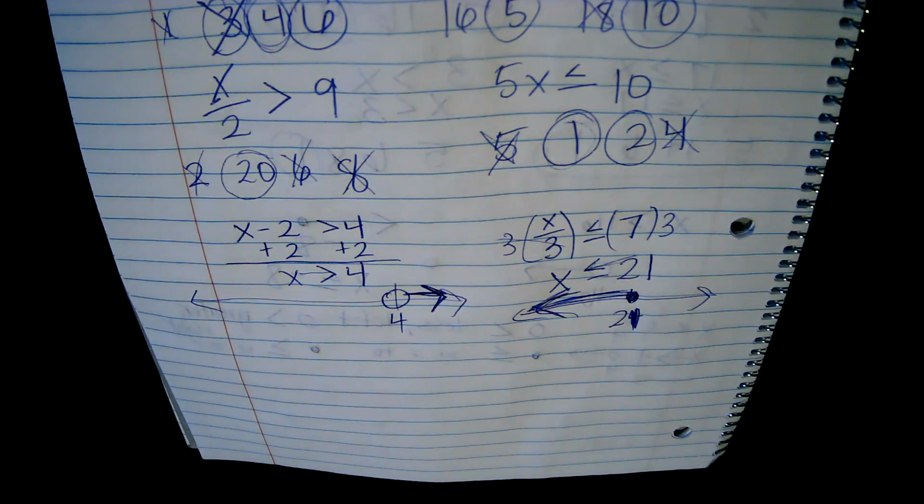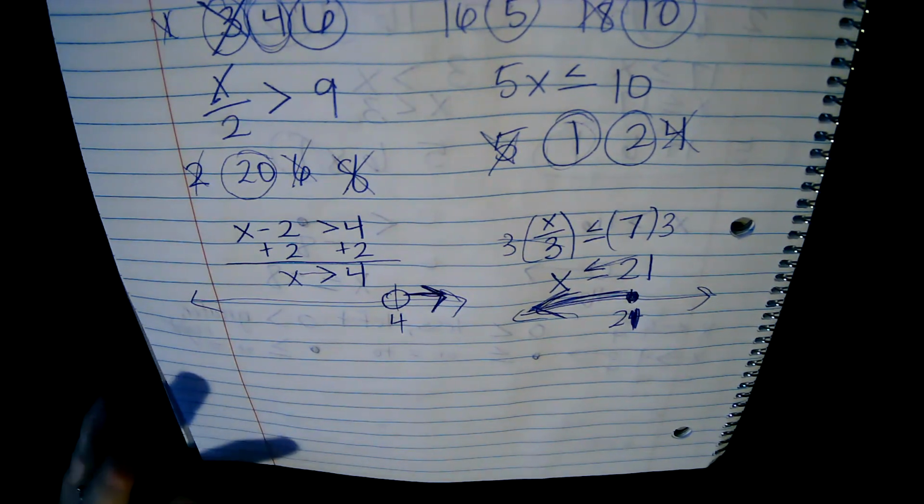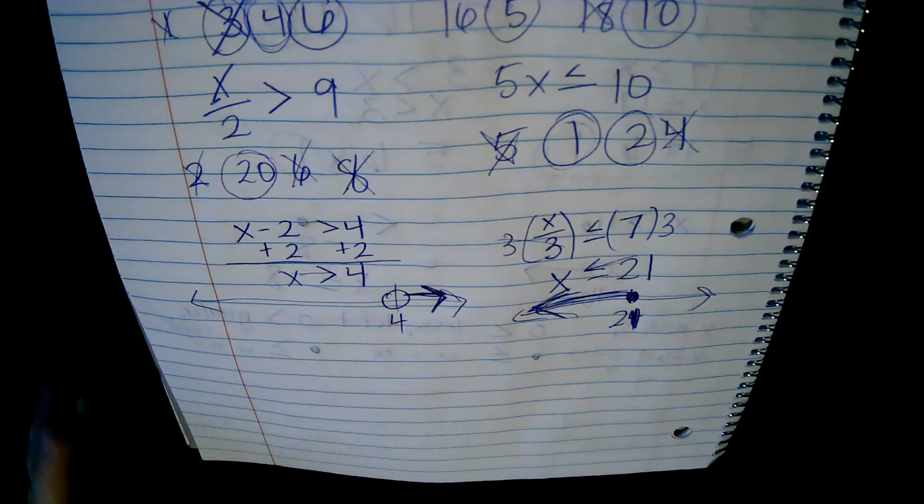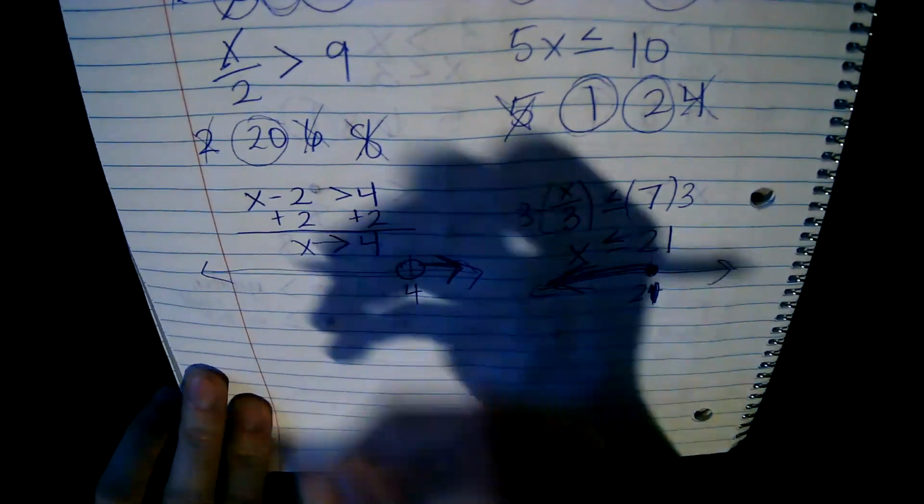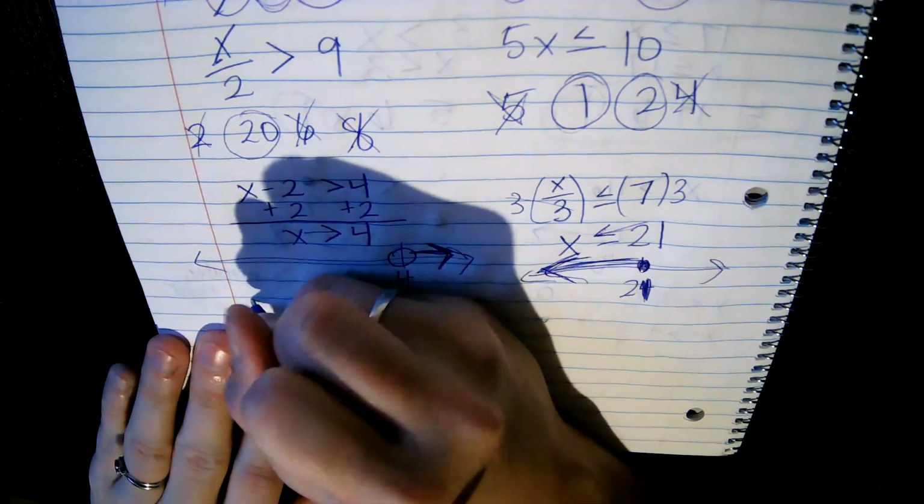These will all be pretty simple. Remember, they're just one-step equations. So you're undoing the addition with subtraction, the multiplication with division, the division with multiplication, or the subtraction with addition. I just want you to do a couple more of these.